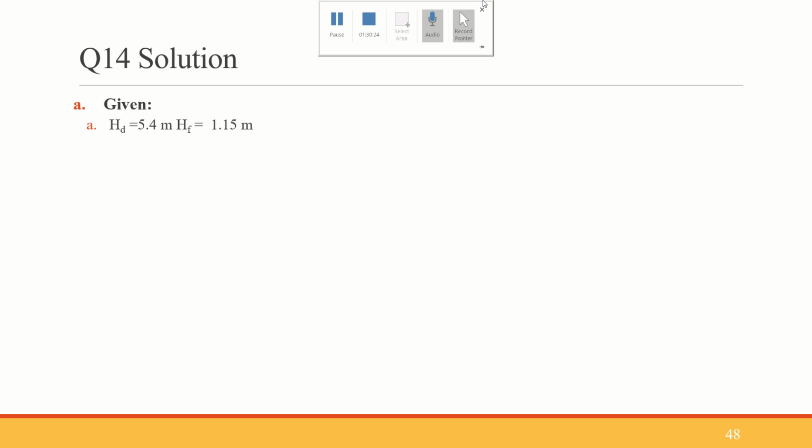To find the solution, first let us write the given. HD is equal to 5.4 meters and HF is equal to 1.15 meters. The dense bed is 5.4 meters and the freeboard height is 1.15 meters. We are asked to find the total bed height HT, and HT is equal to HD plus HF. So it is 5.4 plus 1.15, which is 6.55 meters.